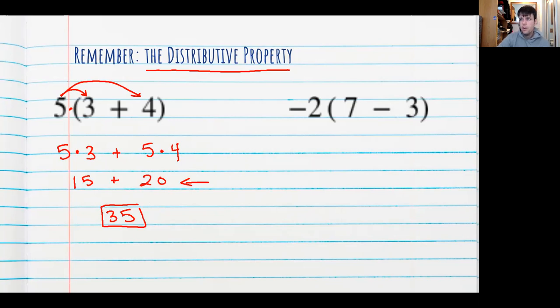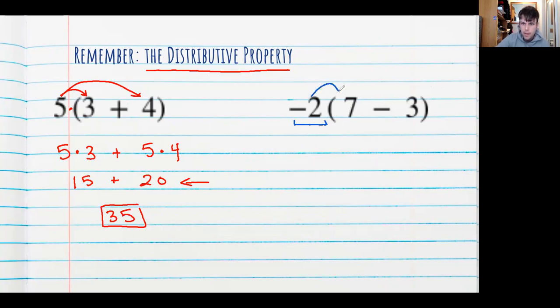The second one here is just another example of the distributive property. The only thing here is our monomial on the outside is a negative number, so we need to be careful with that when we're distributing it in. Also, instead of a plus, there's a minus inside here. To handle this, I'm going to think about this differently. Instead of minus 3, I'm going to think about this 3 as a negative value. So we're doing negative 2 times 7.